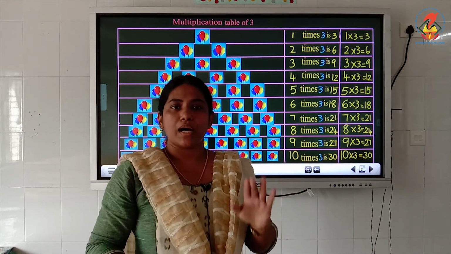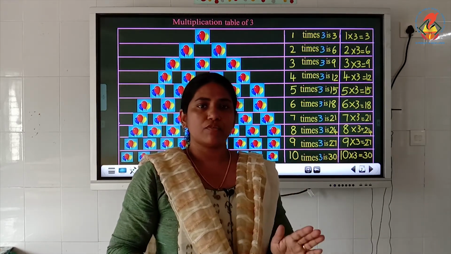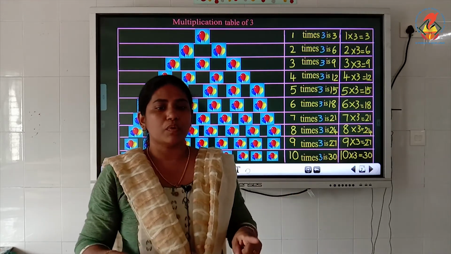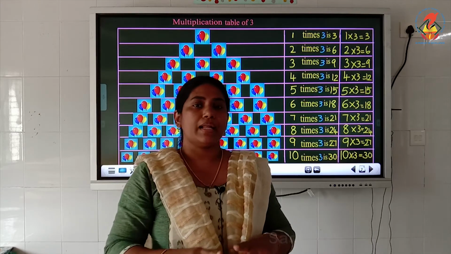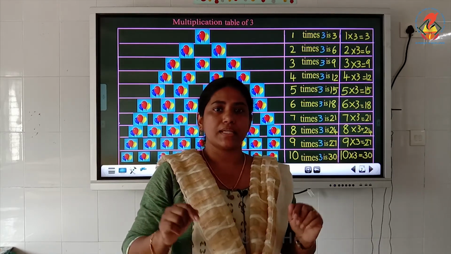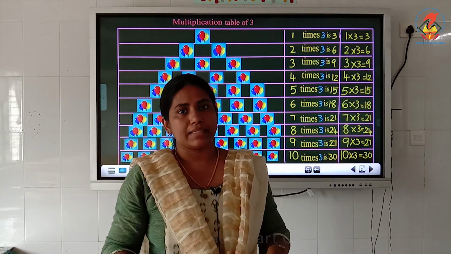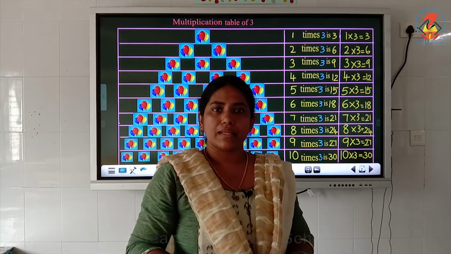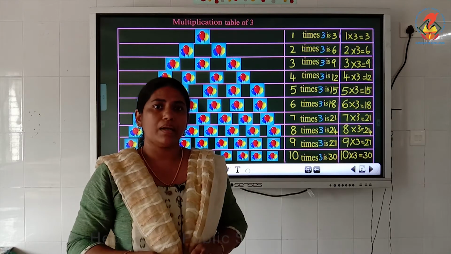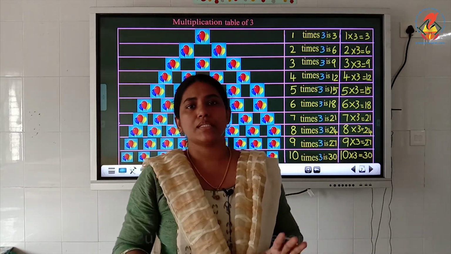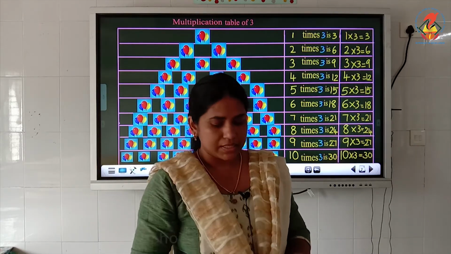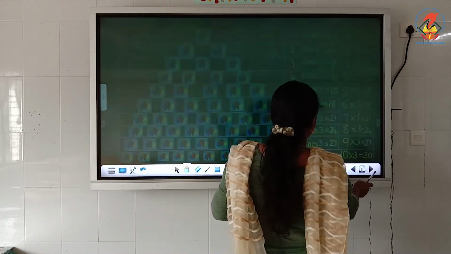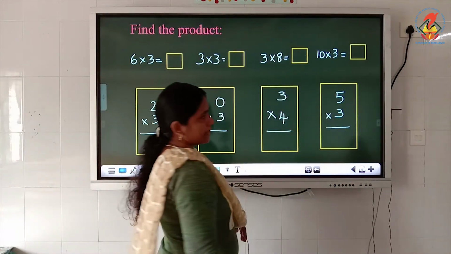Okay, so you have to write and keep it on a piece of paper or a piece of chart paper, in your study room or on your study table, and every day before you start studying maths you have to read and practice. Okay, so you will get the table, you are thorough with the table, so you can do any questions using these tables. Okay children, so now we will do some exercises using this multiplication table of 3.